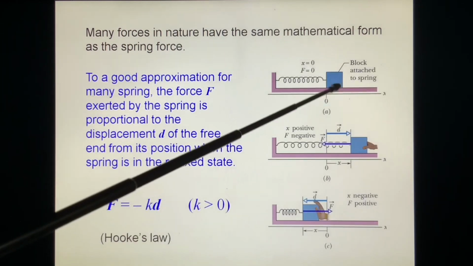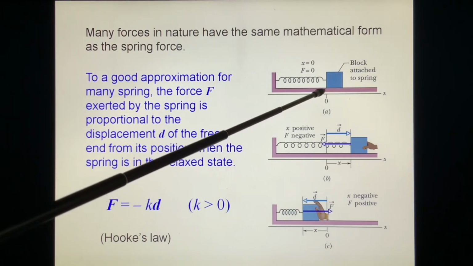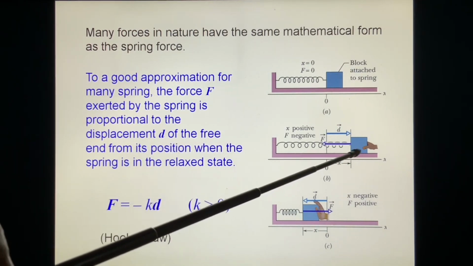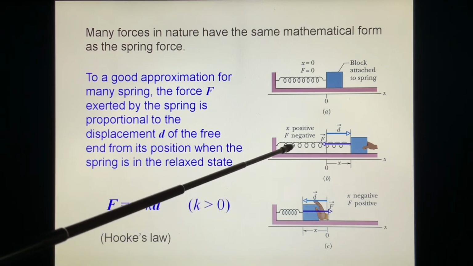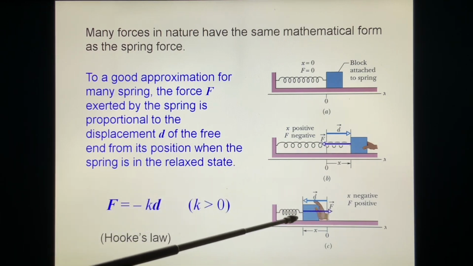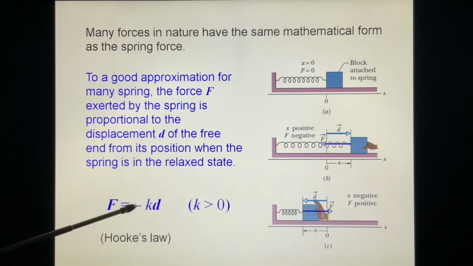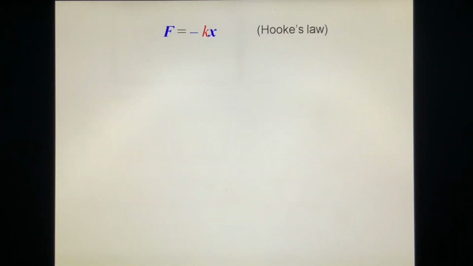We look at this one. This is the natural relaxed state. We pull it, it has a force this way. We push it, it has a force this way. K is the constant, and the negative sign means the force is in the negative direction of displacement. F equals minus kx, Hooke's law.